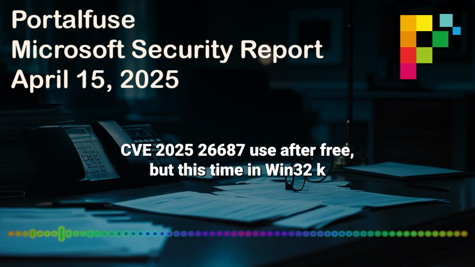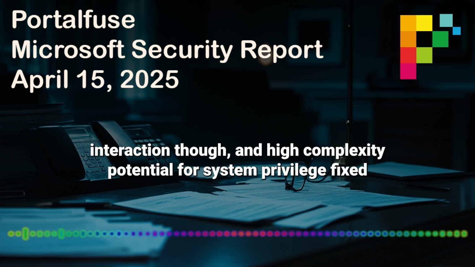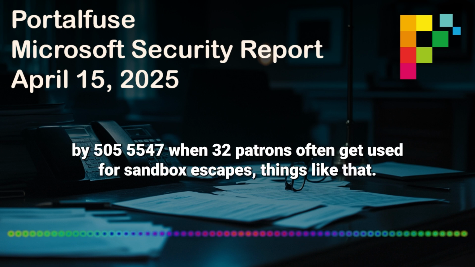Makes sense. Okay, CVE-2025-26687. Use after free, but this time in Win32K. Win32K, right. Network-based attack vector. Requires user interaction, though, and high complexity. Potential for system privilege. Fixed by 505-5547.